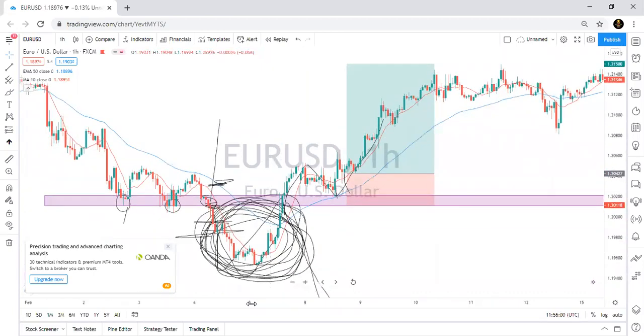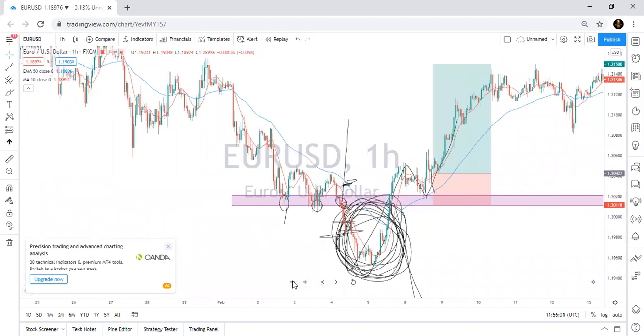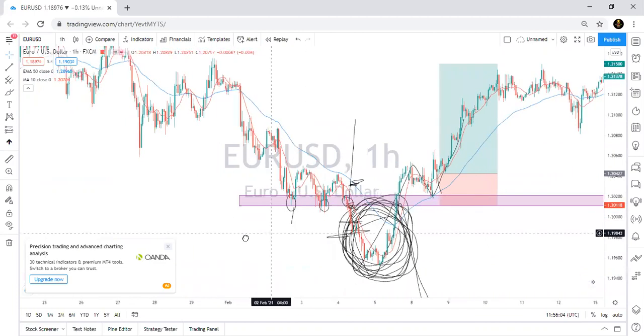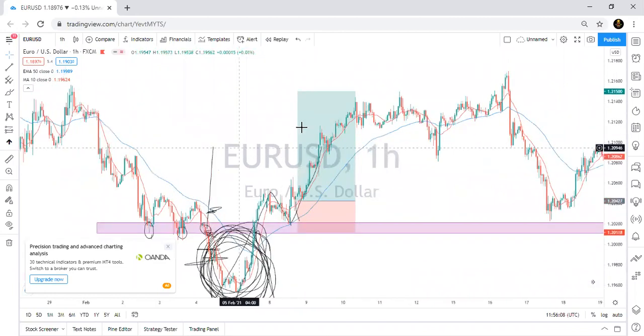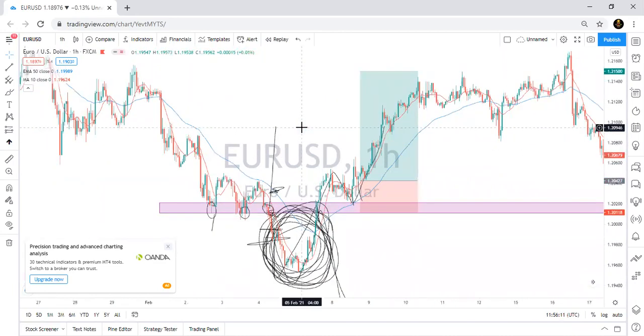That is something that I want you guys to understand and put in your mind about the manipulation, the manipulation that is taking place in the market.